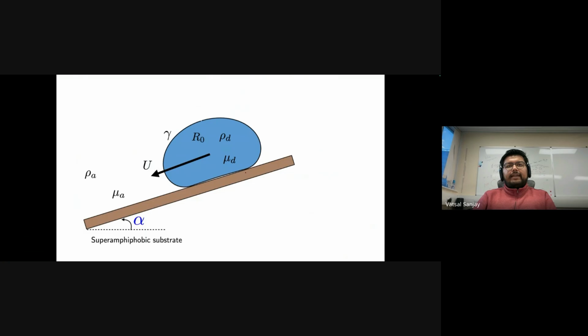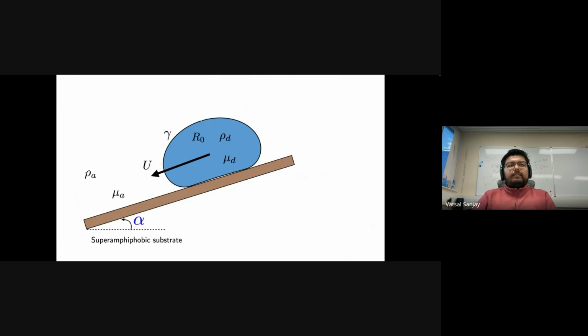Remember that there is an air layer between the drop and the surface that is ultra stable. Again, this is a hypothetical super amphiphobic surface. And we have the radius of the droplet, which is based on the volume of the droplet, the density rho d, the viscosity mu d, and the surface tension between drop and air given by gamma.